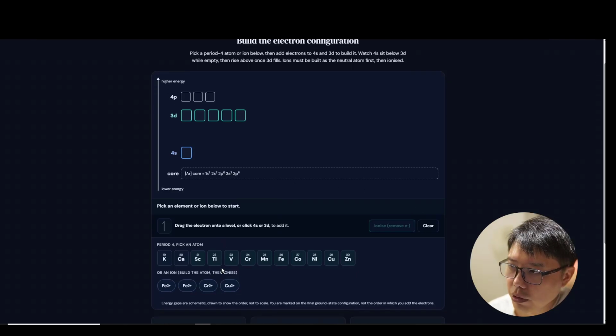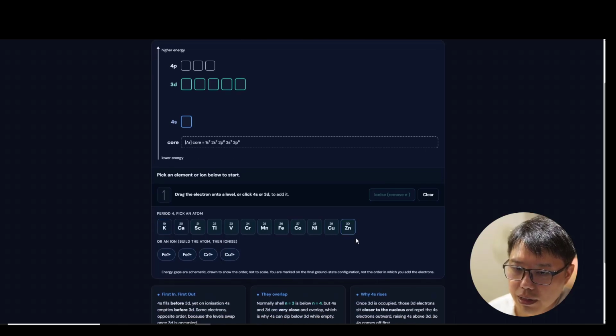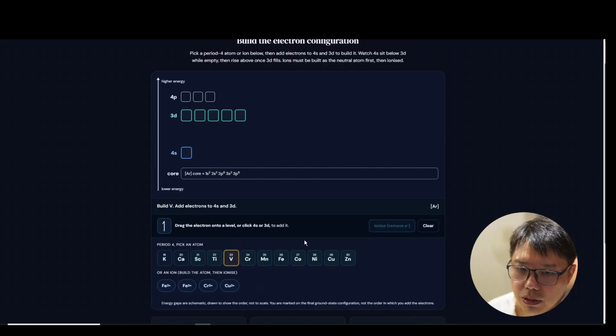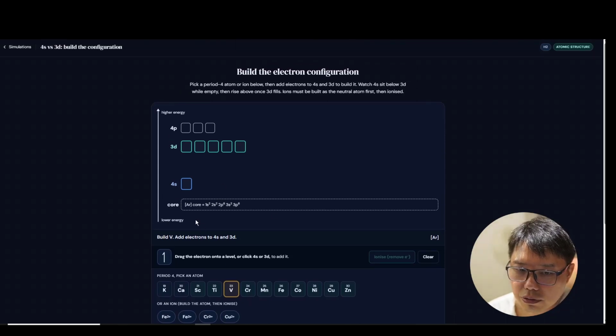So first step is we want to pick any of these elements. Maybe we can pick, I don't know, vanadium. So vanadium, we have to add quite a number of electrons. The first 18 is filled up in the core orbitals already. So we just need to drag 4s to fill first. Then after that, we fill 3d. I want you to see that transition.